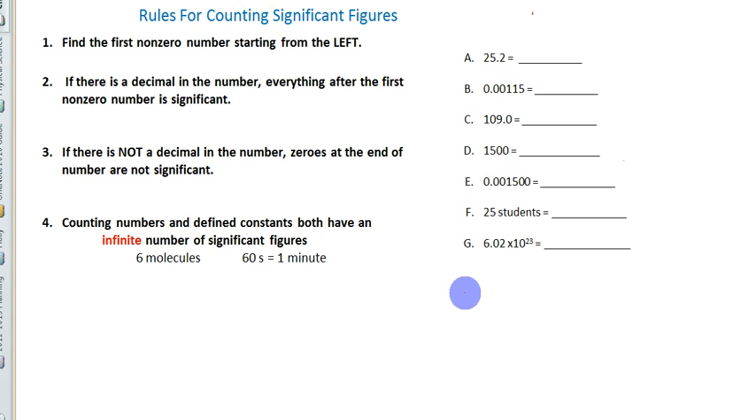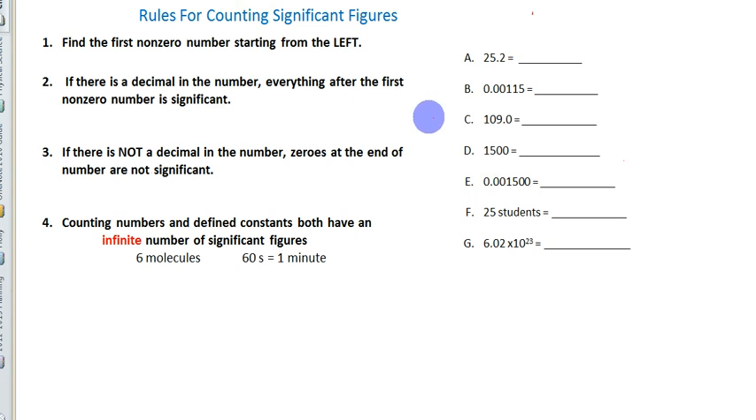Rule number 1 says find the first non-zero number starting from the left. So just like when we were doing scientific notation, you look from the left and find the number. In this case, we're looking for things that are not zeros. So example with A, the 2 would be the first non-zero number, and B, we have a bunch of zeros, so it wouldn't be until we got to the 1 that we would start counting. Okay. Rule number 2, if there is a decimal in the number, everything after the first non-zero number is significant.